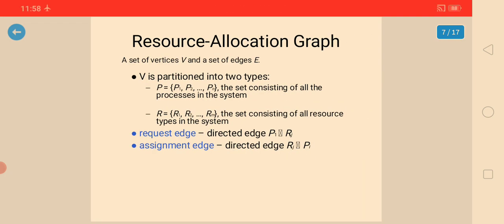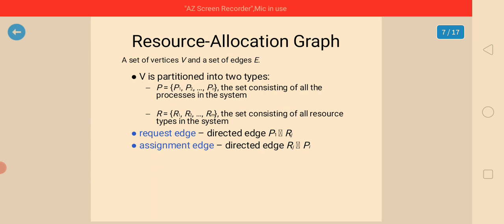So what is the resource allocation graph? It has a set of vertices V and a set of edges E. V is partitioned into two types: P equal to P1 up to Pn, the set consisting of all the processes in the system, and R equal to R1, R2 up to Rm, the set consisting of all the resource types in the system.